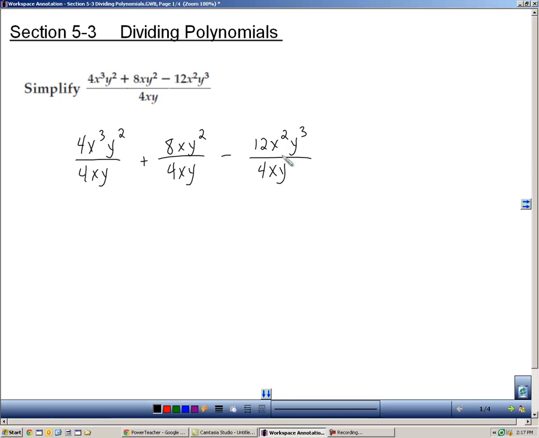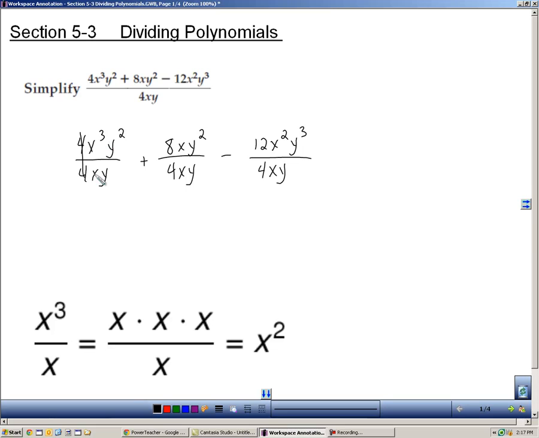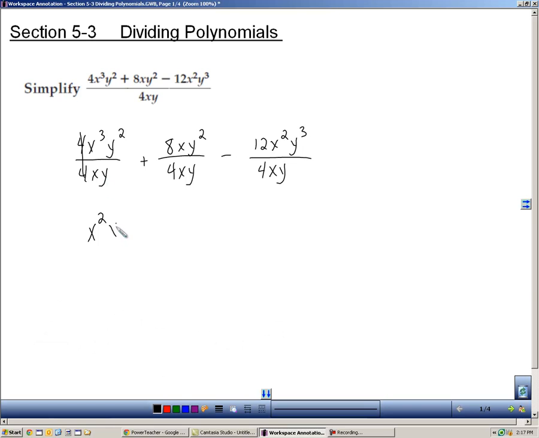Now we'll simplify each fraction individually. 4's will cancel. Here there's 3 x's on top with 1 on the bottom, so you're left with an x squared on top, and there's 2 y's on top, 1 on the bottom, so 1 y on top. 8 and 4, 4 goes into 8 twice. The x's will cancel. Y squared over y means a 1y on top.